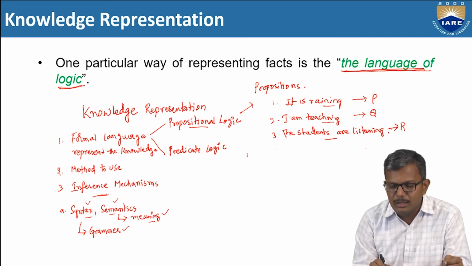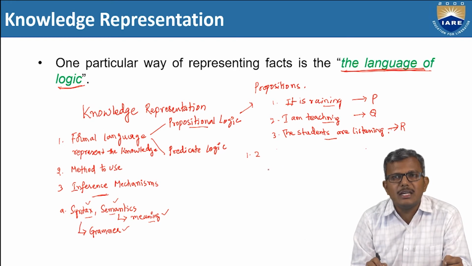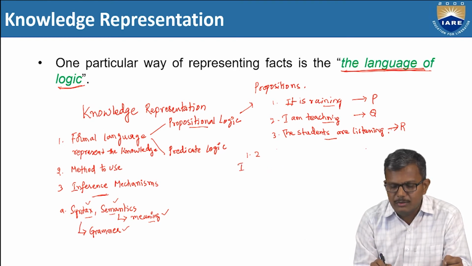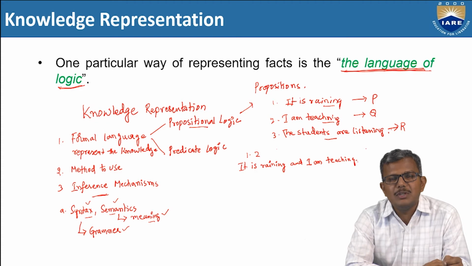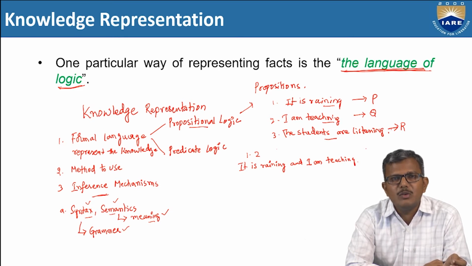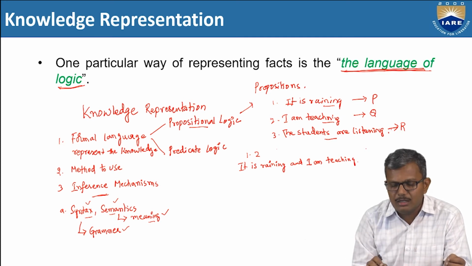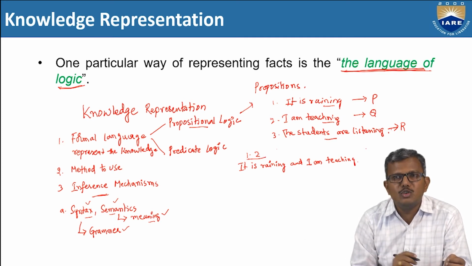Let us try to combine 1 and 2, and see whether it follows the syntax and semantics or not. I will write like this: it is raining and I am teaching. Is this a sentence? Is this representation giving any kind of meaning? Of course, it is as per the grammar itself, so we are following the syntax. But what about the meaning, the semantics? We are not following any kind of semantics in this case. So we cannot combine propositions 1 and 2 to generate a new proposition here.